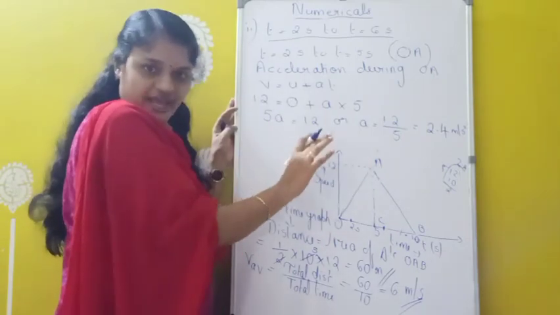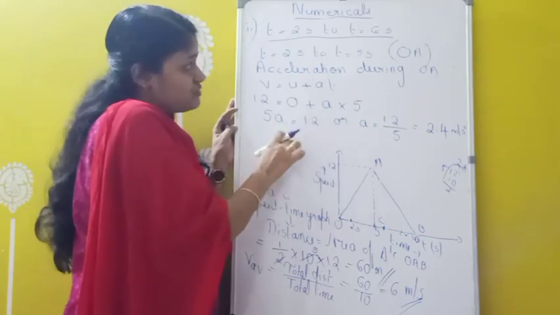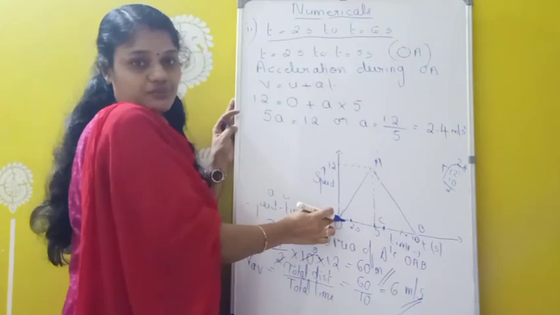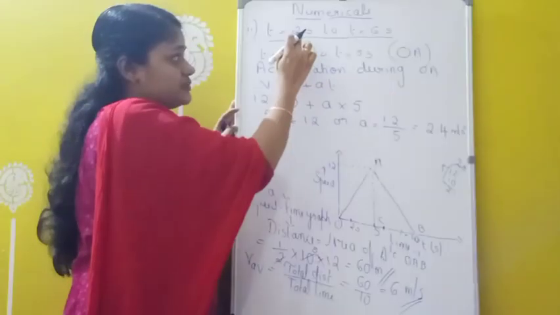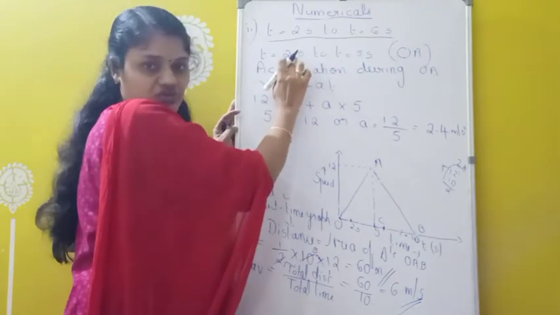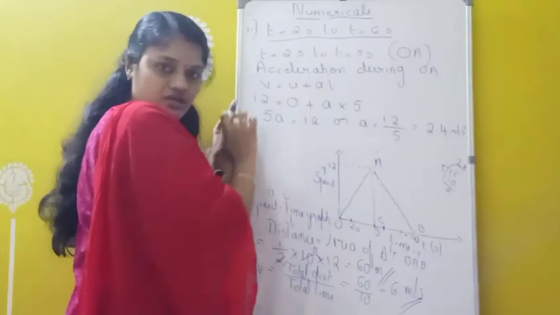Now we found the acceleration. Now we need to find the distance covered from t equals 2 seconds, not from the starting point. We have to find the distance covered from t equals 2 seconds to 6 seconds only. That means first we have to find it for t equals 2 seconds to 5 seconds.